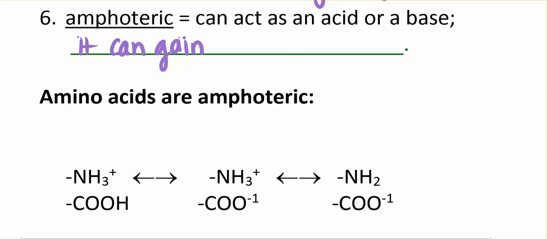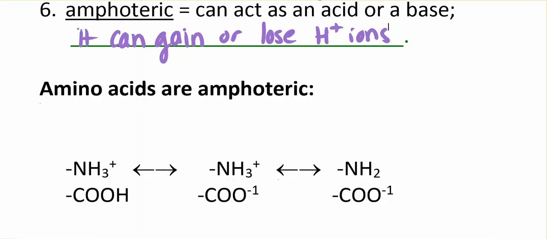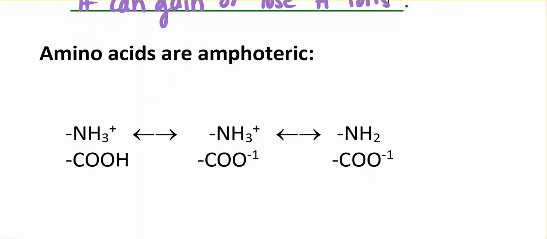Something is amphoteric if it can act as an acid or a base, and that means that it can gain or lose hydrogen atoms. Actually, it's hydrogen ions. And amino acids are amphoteric. They actually have two different parts that gain and lose hydrogens.